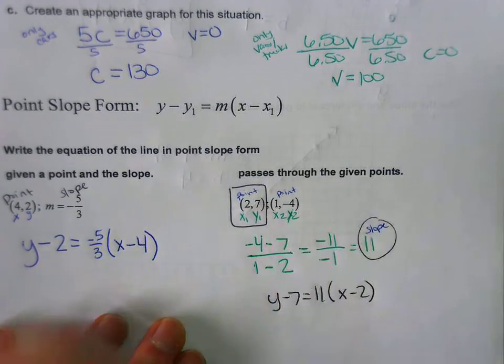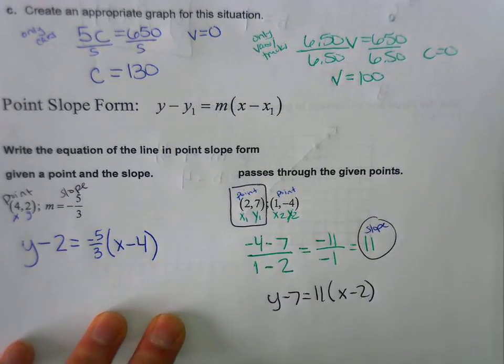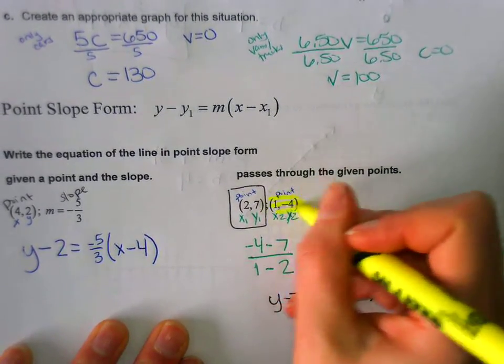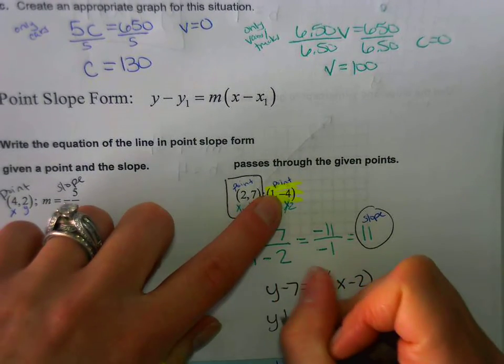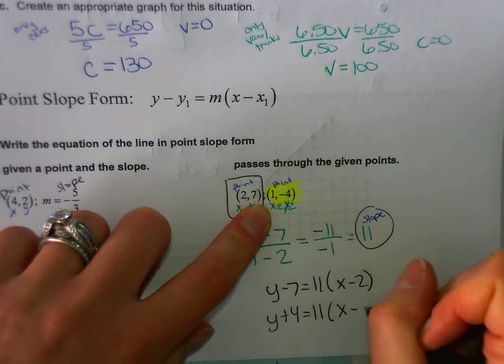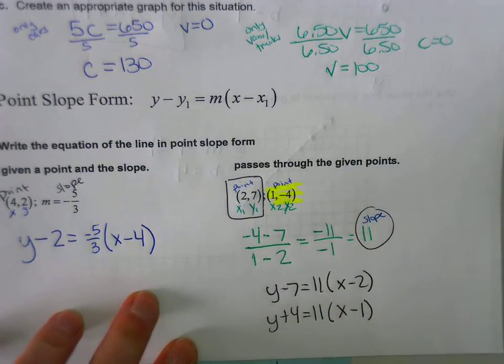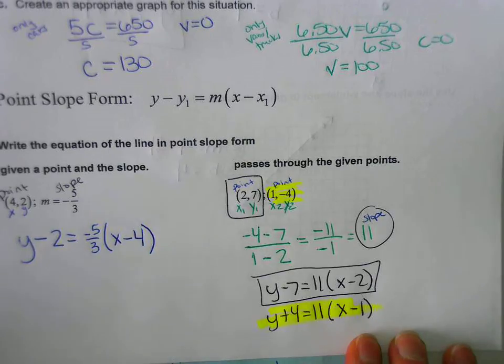You could have also used your other point, so I'm going to do that one over here. I'm going to highlight it instead. So you would have y plus 4 equals 11 times x minus 1. So those 2 go together. Those 2 and then those 2. So 2 different answers, both are correct.